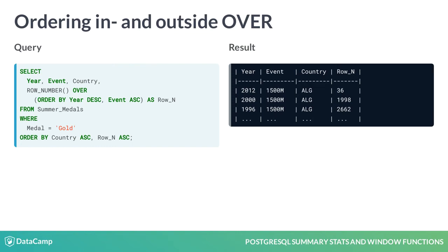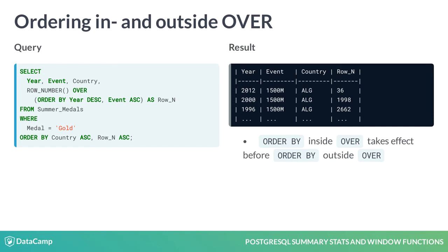In this query, row numbers are assigned based on the year and the event, but the ordering outside over orders by country and row. How will these two orders be executed? First, row number will assign numbers based on the order within over, so the row numbers are given after sorting the table by year and event. After that, the order outside of over takes over and sorts the results of the table by country and row number. Notice that the first row in the result isn't the row with number 1, because the two orders are based on different columns. From that, you can conclude that the order inside over takes effect before the order outside of it.